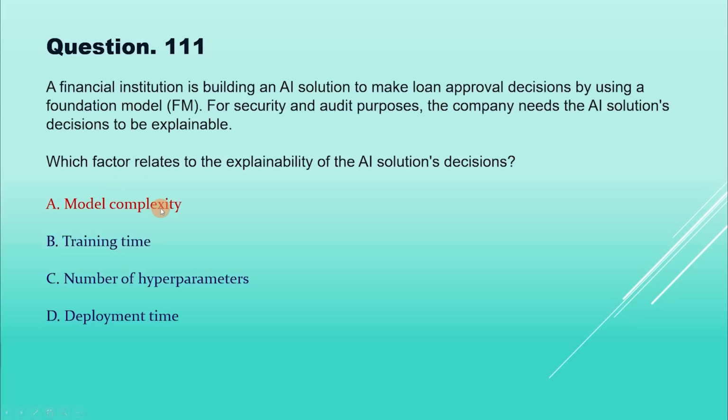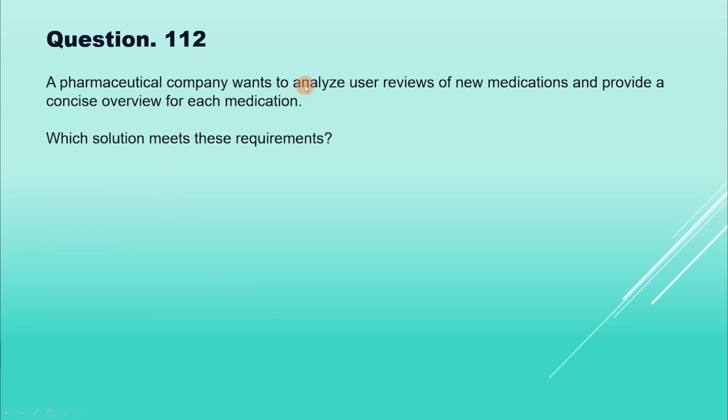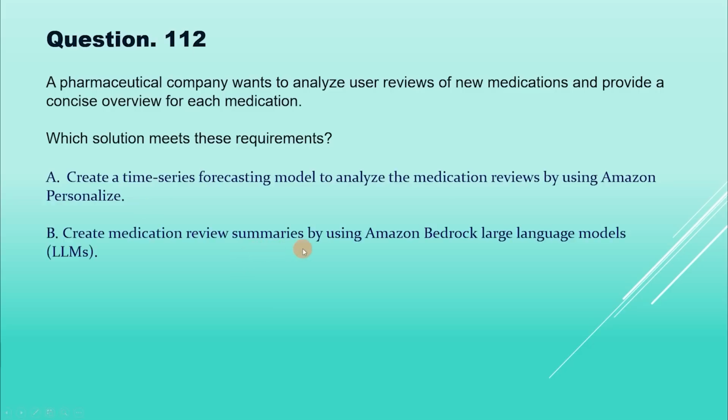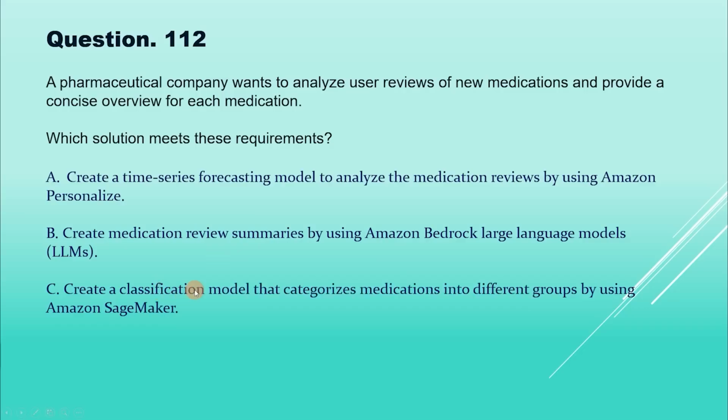Now question number 112. A pharmaceutical company wants to analyze user reviews of new medications and provide a concise overview for each medication. Which solution meets these requirements? Here are the options. Option A, create a time series forecasting model to analyze the medication reviews by using Amazon Personalize. Option B, create medication review summaries by using Amazon Bedrock large language models. Option C, create a classification model that categorizes medications into different groups by using Amazon SageMaker. Option D, create medication review summaries by using Amazon Rekognition.